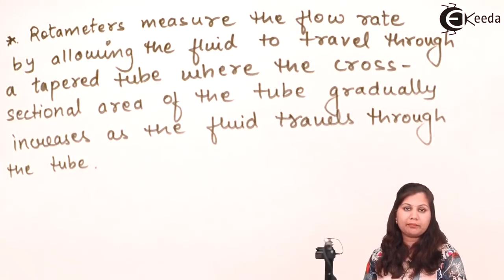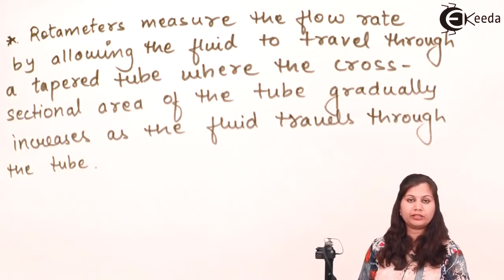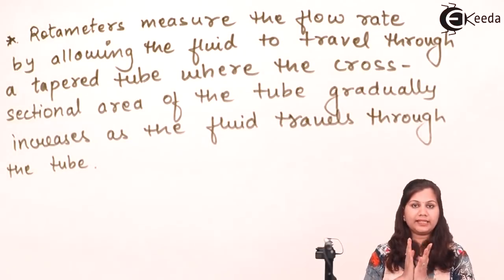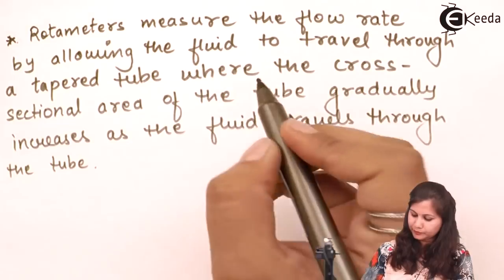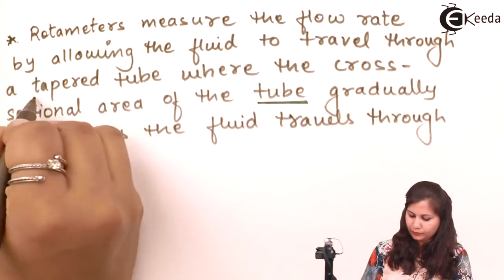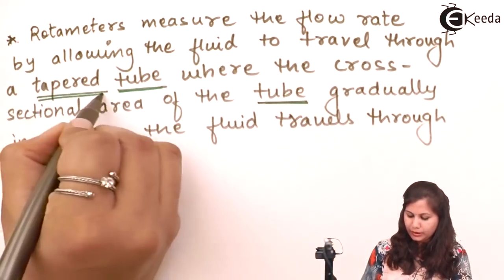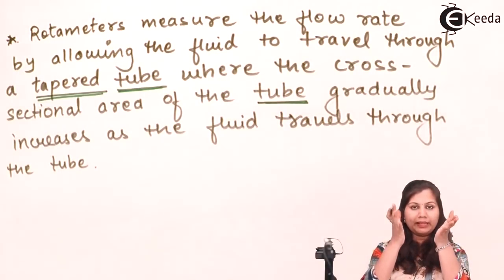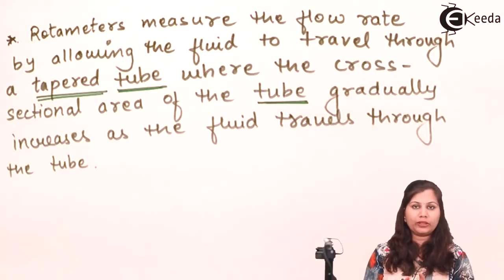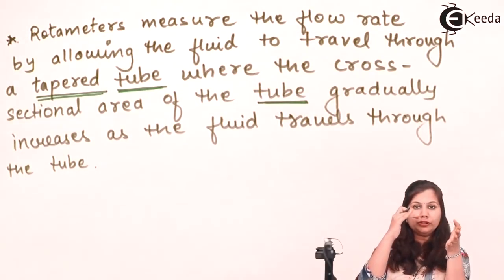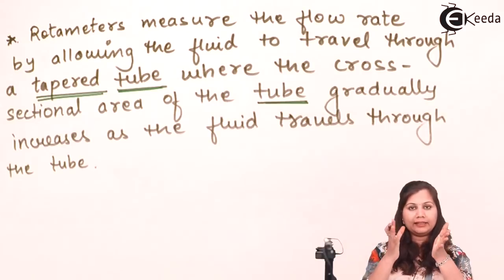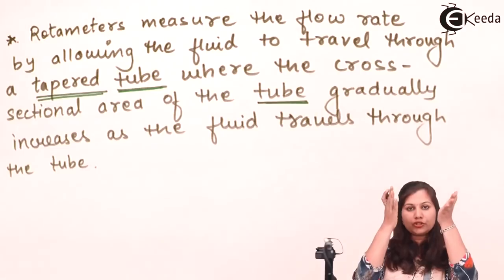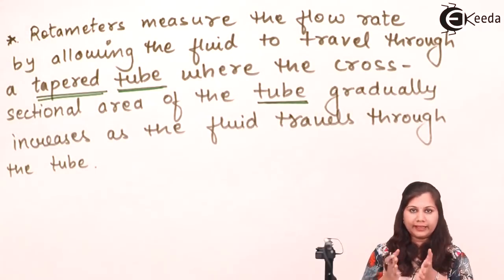So rotameters measure the flow rate by measuring the change in the cross-sectional area. In rotameters, there is a tapered tube. Tapered tube means a tube which is having a wider opening and a narrow closing. At the top the tube is widened, and at the bottom the tube is having a very narrow opening. So the shape of the tube is tapered.